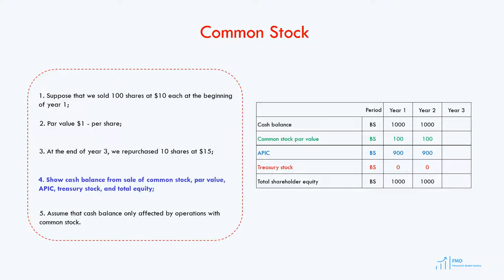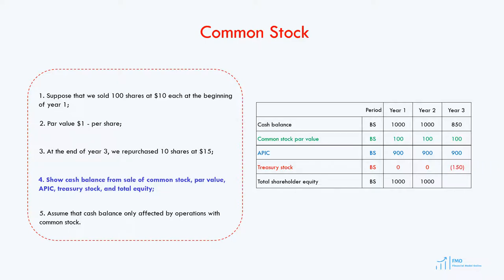According to the instructions, the company repurchases 10 shares at 15 in year 3. That means that the company has to spend 150 of cash to buy back its own shares. So, the cash balance will decrease to 850. The common stock par value and additional paid-in capital are not affected by the share buyback, so they will remain 100 and 900 respectively. The treasury stock, however, will now be negative 150.